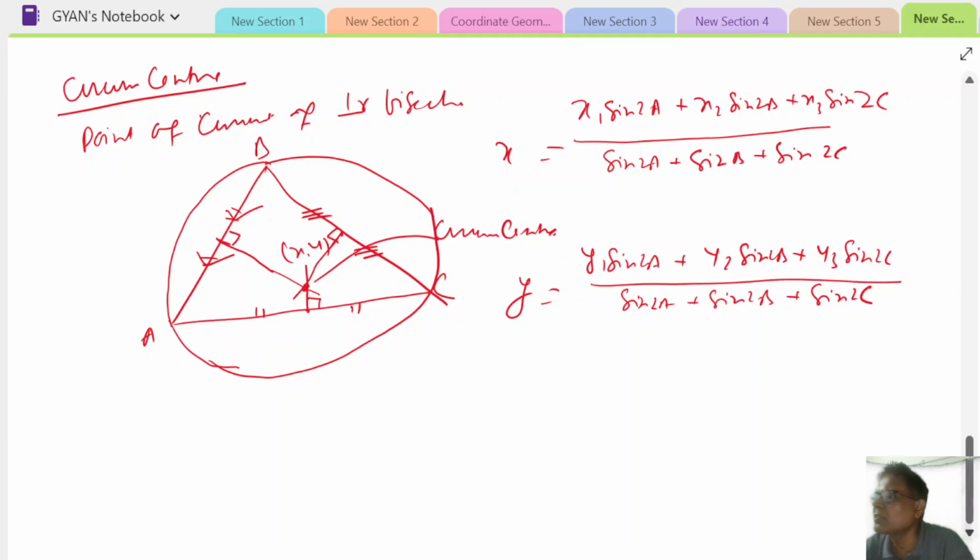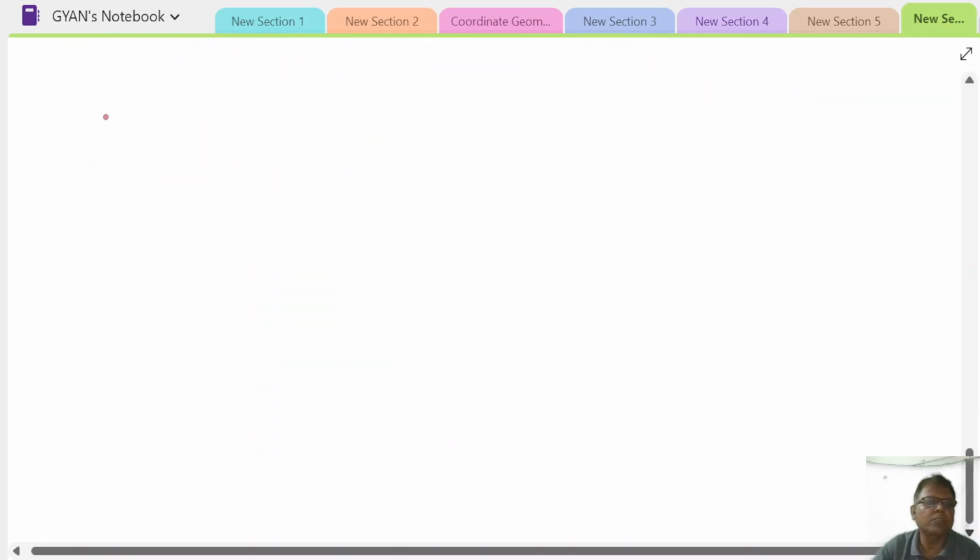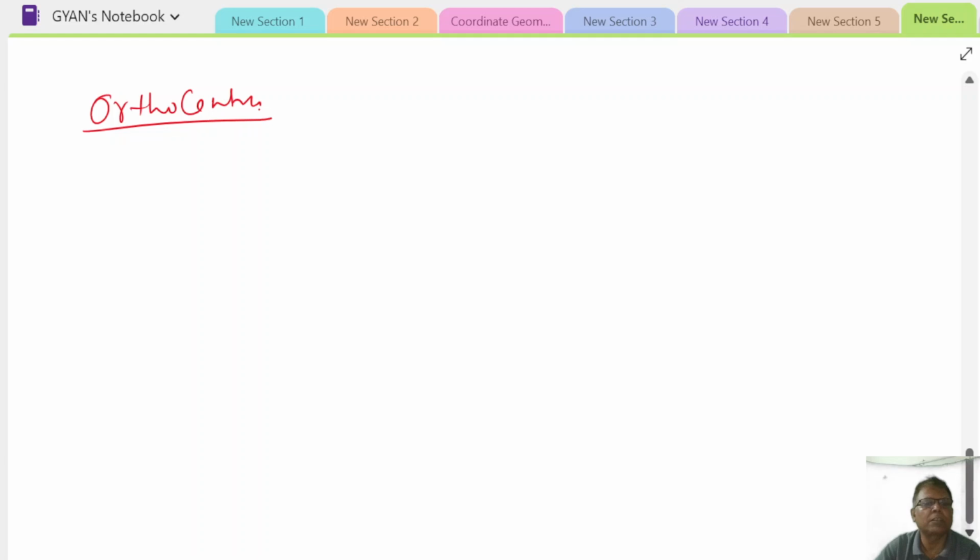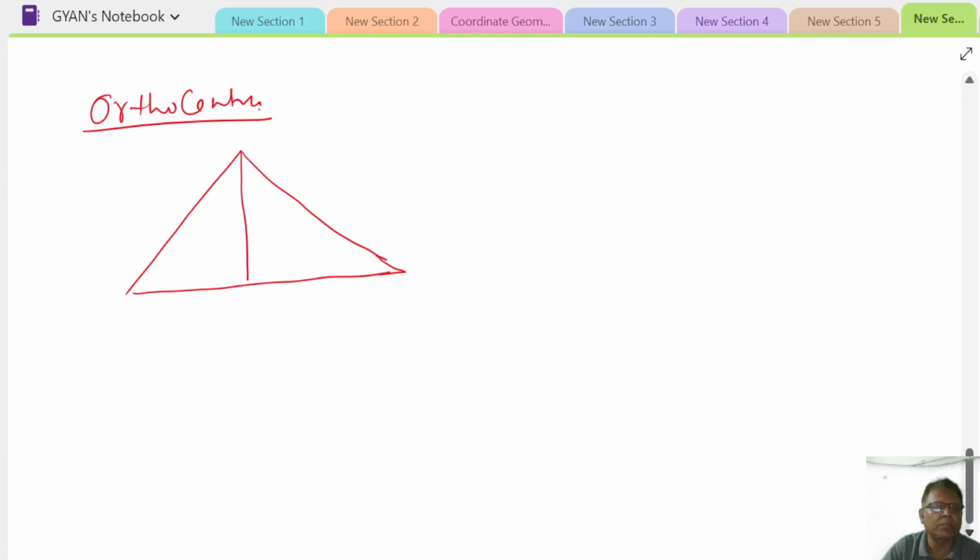Now come to the fourth. The fourth is the orthocenter. So what is the orthocenter? You draw a perpendicular from each vertex, and the point of concurrency is called the orthocenter. Suppose you are drawing a perpendicular from here, you're drawing a perpendicular here, and you're drawing a perpendicular here. So this point is the orthocenter.